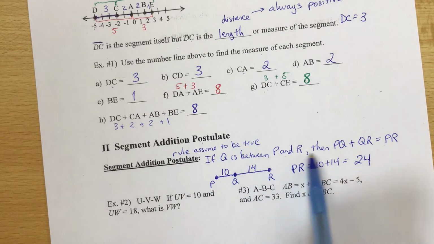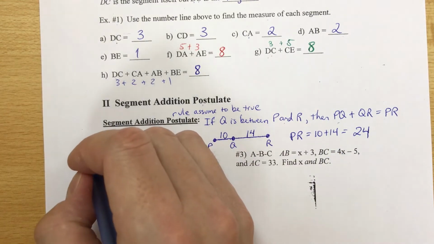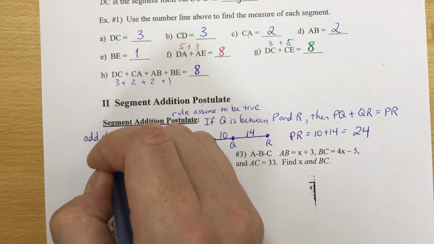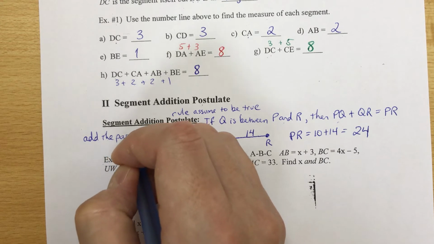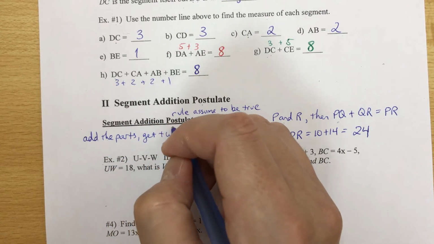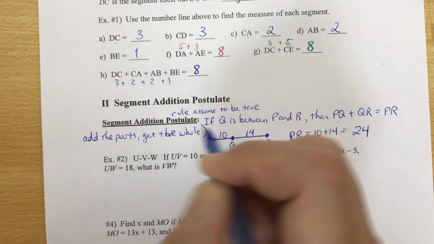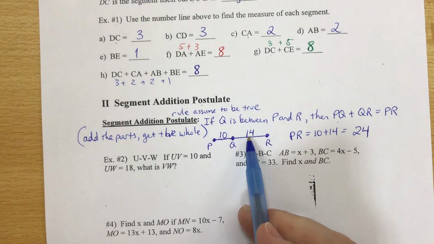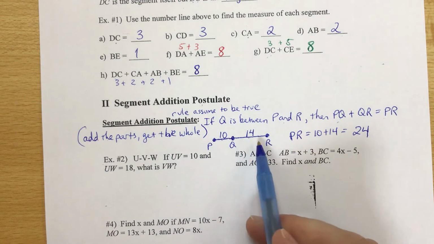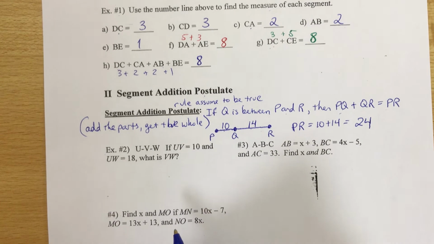Now, here's the official definition, but the way that I like to explain it, the idea is that if you add all the parts, you get the whole thing. If you add up the parts, you're going to get the whole segment. Okay? All right, so we're going to do a couple more examples here.